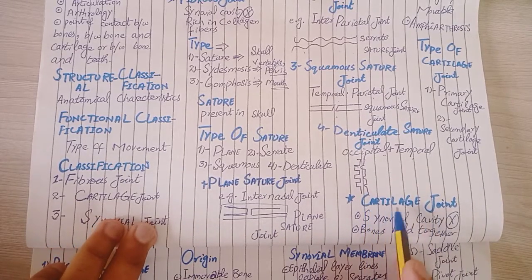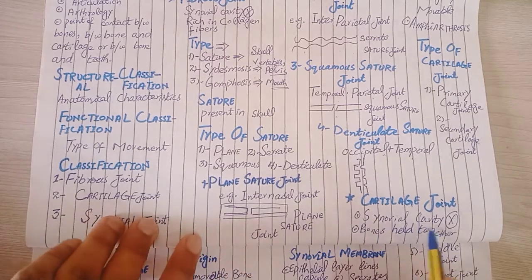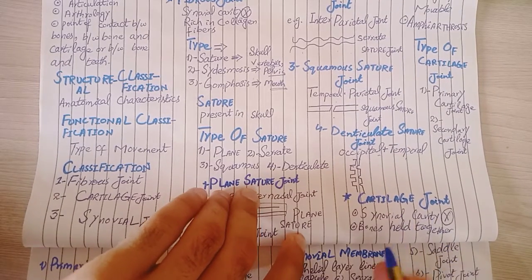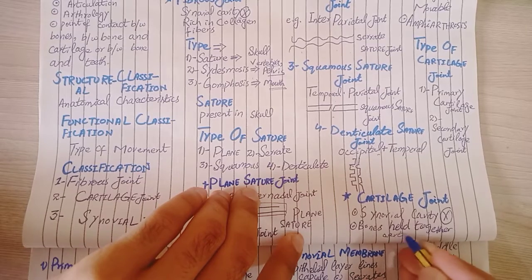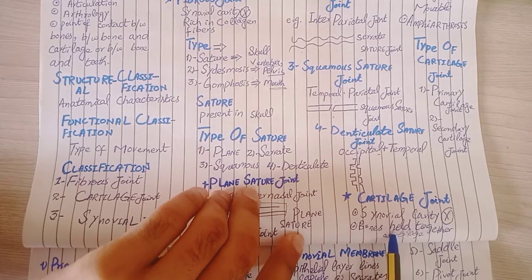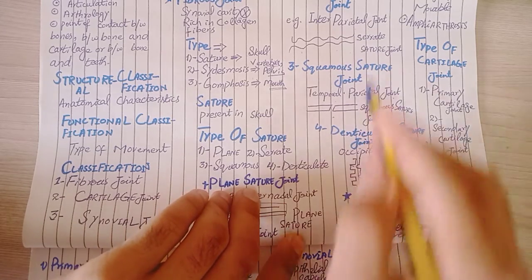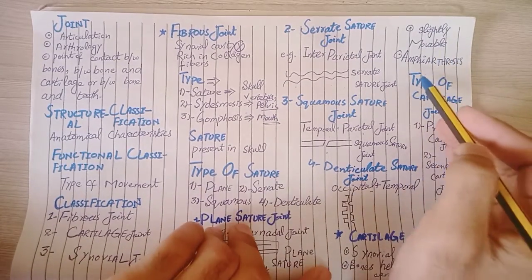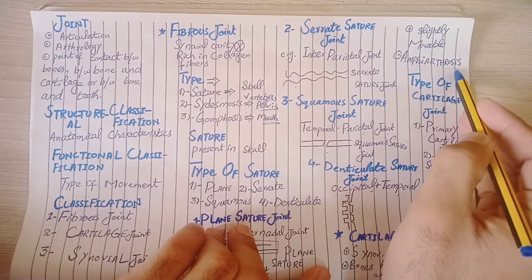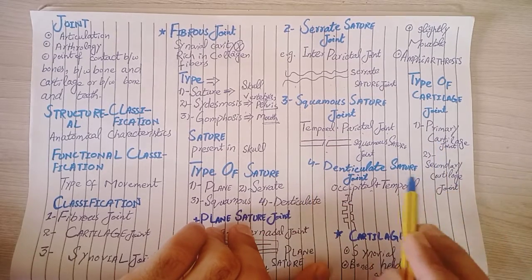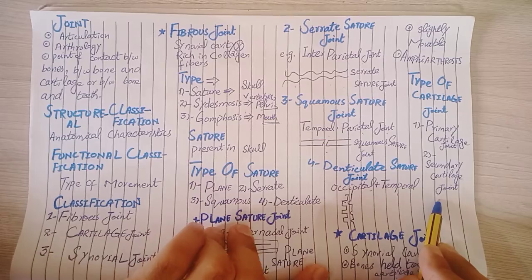The second type is the cartilage joint. In a cartilage joint, the synovial cavity is not present, and the bones are held together by cartilage. They are slightly movable in our body. A cartilage joint is also called amphiarthrosis. There are two types of cartilage joint: the primary cartilage joint and the secondary cartilage joint.